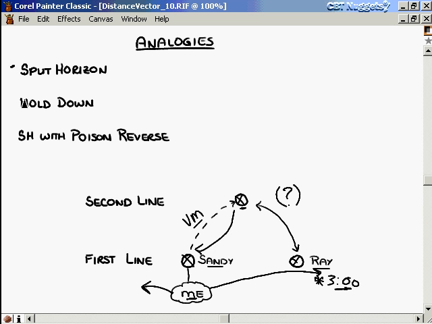The next thing was hold down timers. Now, this whole thing could have been avoided with the use of hold down timers. If this second line supervisor would not listen to anybody else, and that is Ray in this instance, about information concerning me, had he not listened to that information for a certain period of time, there would be nothing to call my first line supervisor about.